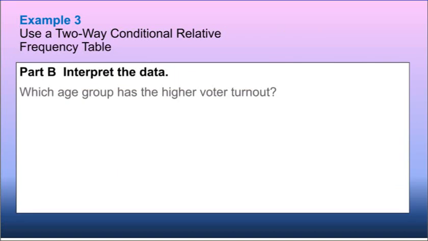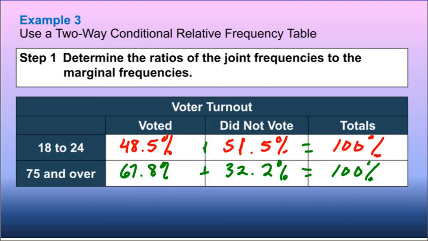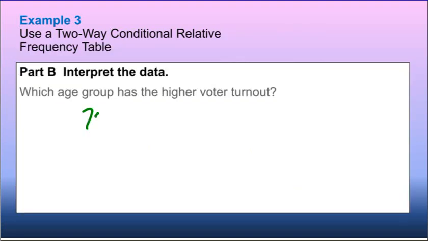Which age group has a higher voter turnout? So if we go back to here, which group has a higher percent of those that voted? We would say the 75 and older had a higher average. So 75 plus and better turnout.